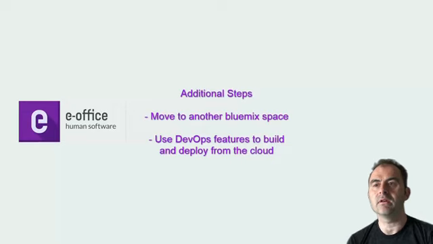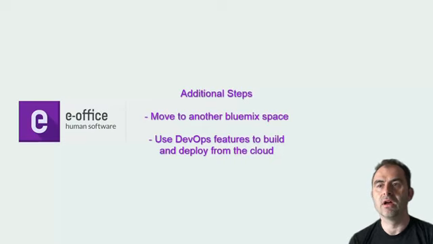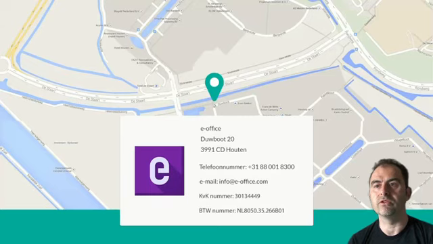What we didn't cover was the step to move your application to another Bluemix space, which you can call production, and also don't forget to use the SSO services instead of your basic authentication and user registry.